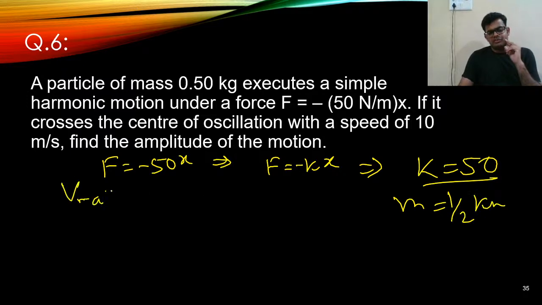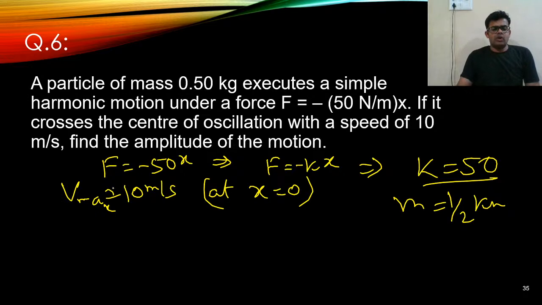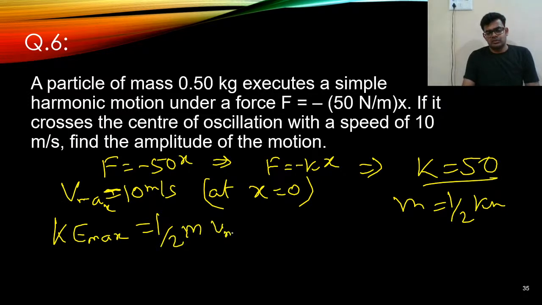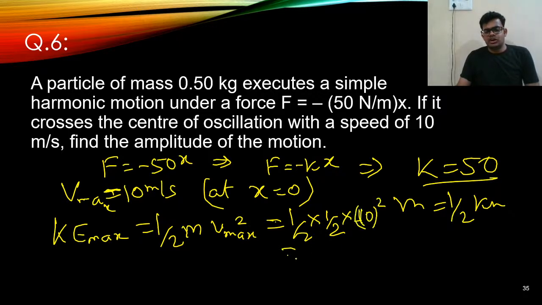V max is given, that is 10 meter per second, at mean position, meaning at x equals 0. So now what can we do? Directly I can write K max, that is half m v max square. Half m is 1 by 2, and v max is 10 square. So finally I'll get 25 joules.